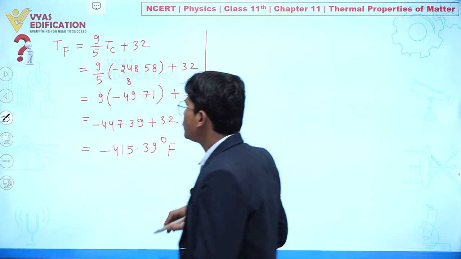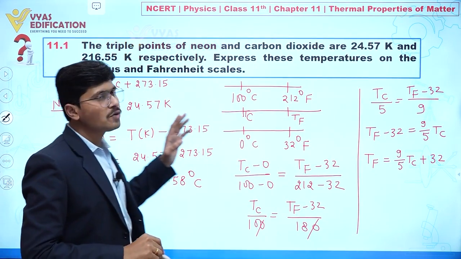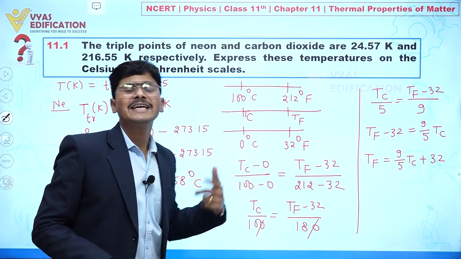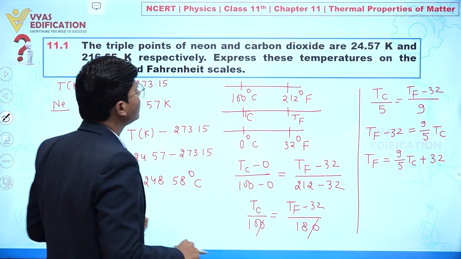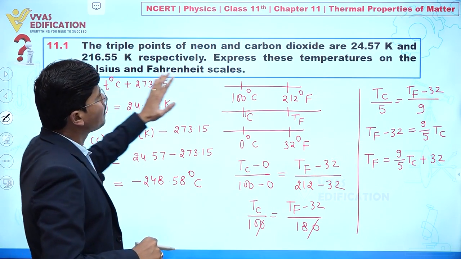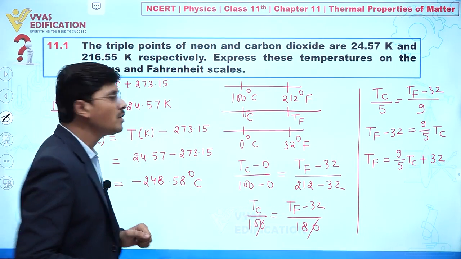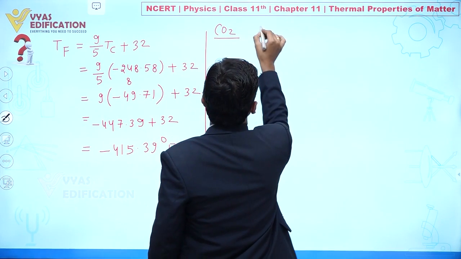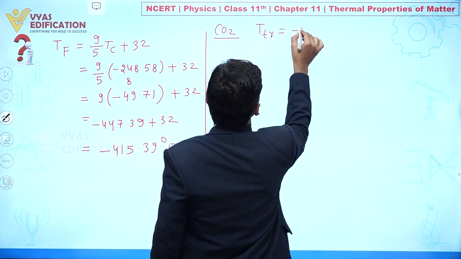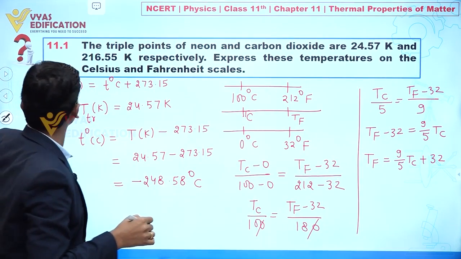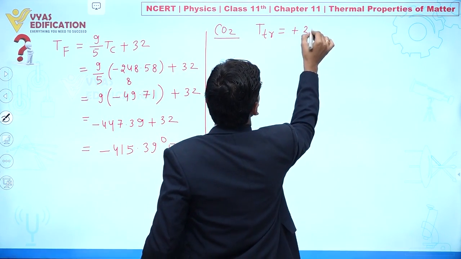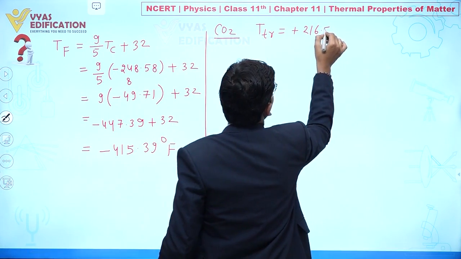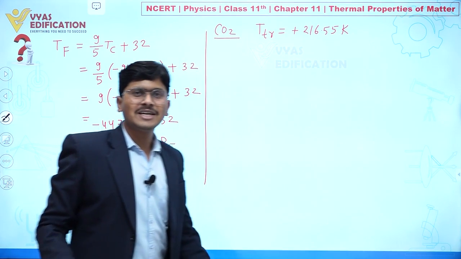Now in this question it is also given that we have to convert the triple point of carbon dioxide also into degrees Celsius and degrees Fahrenheit, clear. So now the triple point of carbon dioxide is 216.55 Kelvin, clear. So if I talk about carbon dioxide T_tr, this is given as 216.55 Kelvin. Can we convert it into degrees Celsius?